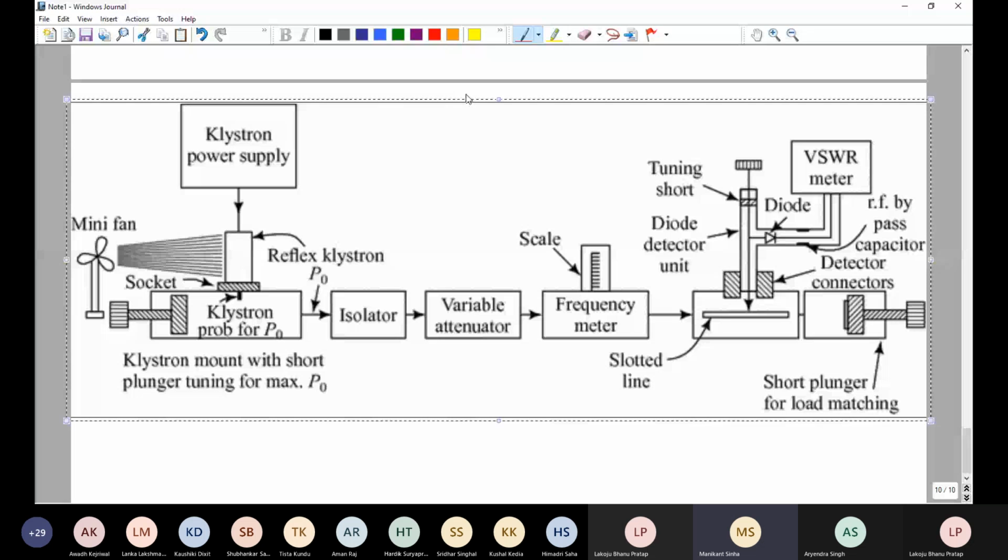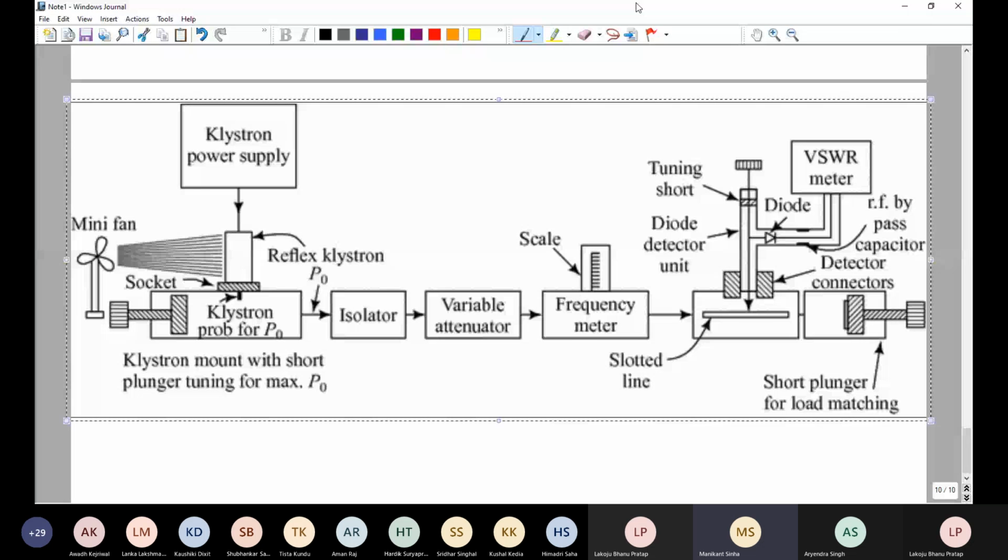Over that carriage, you put one probe. You insert it through that slot which is cut in the middle of the waveguide. You insert a probe inside the waveguide to sample the microwave energy. This is also circular in shape. And then you see a diode is connected. This complete section, by the way, is combinedly known as the crystal detector.